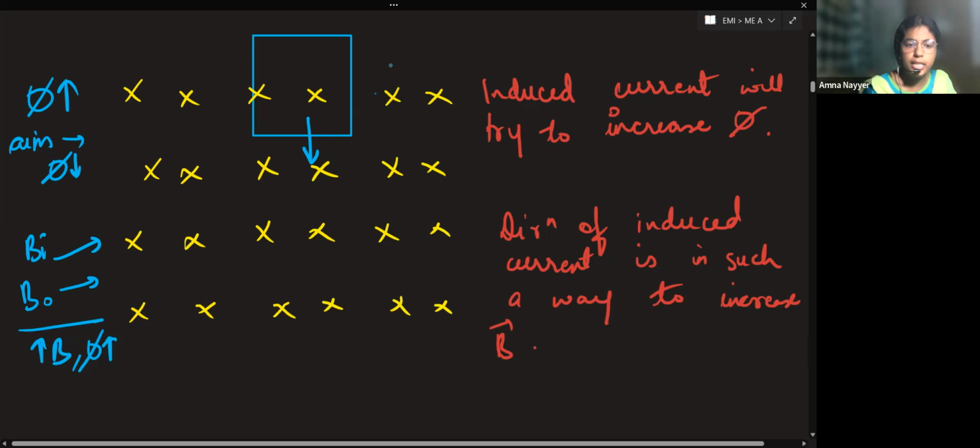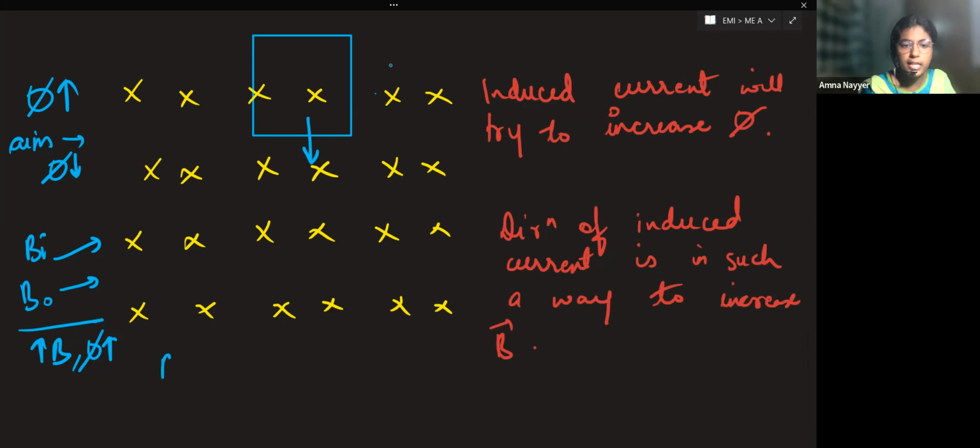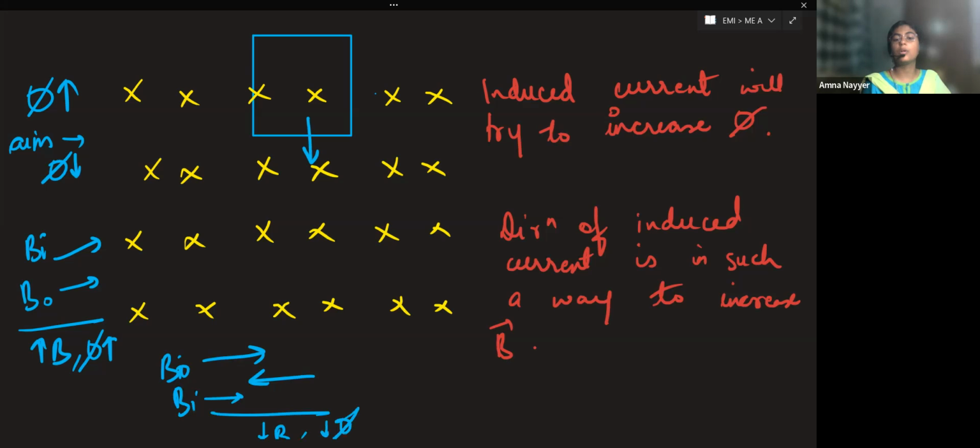See the opposite. If the original magnetic field direction is inwards, and the induced magnetic field is outwards, so what will be the net? Outwards and inwards, both will get subtracted and it will result in a decrease of magnetic field. And therefore the magnetic flux will also decrease. First understand this point, then we'll relate.